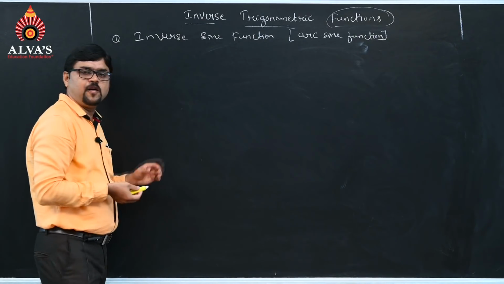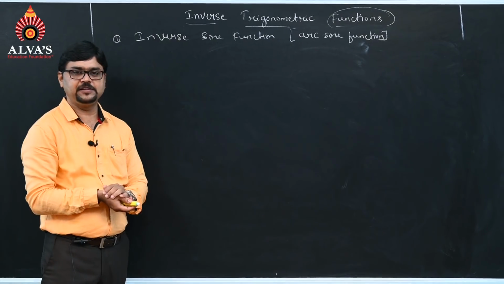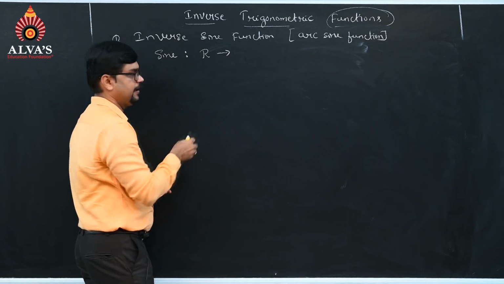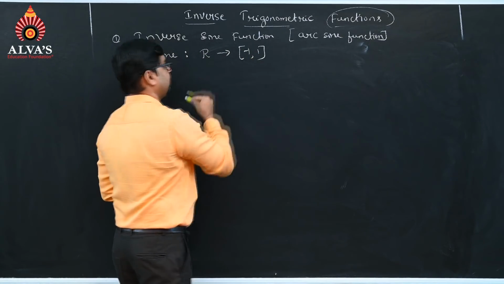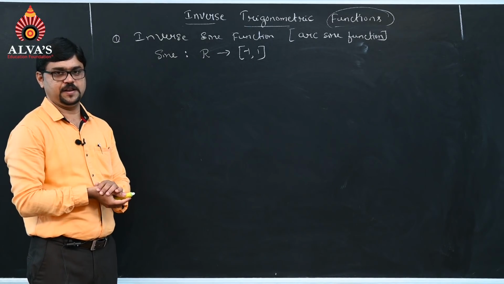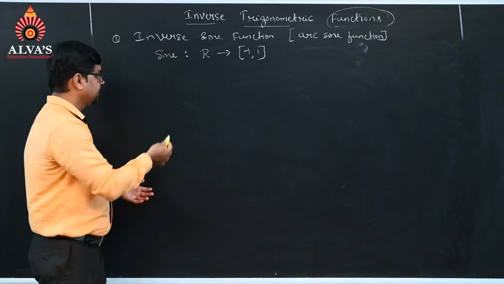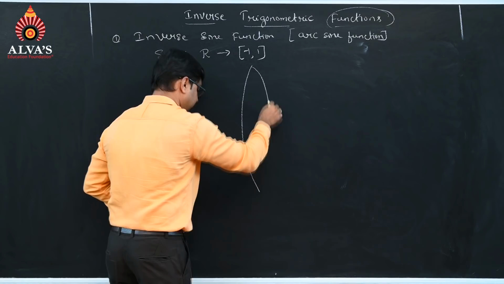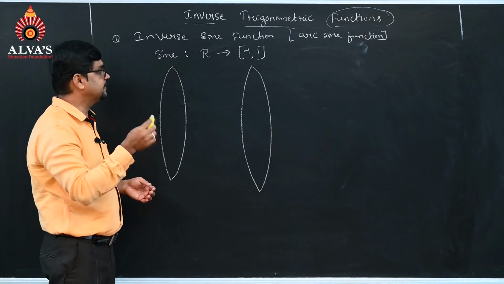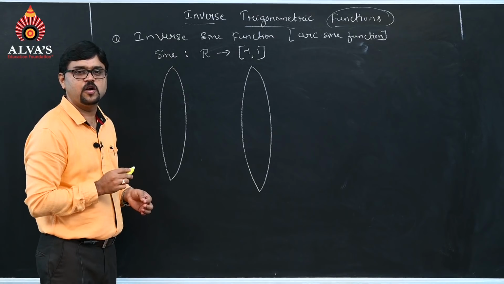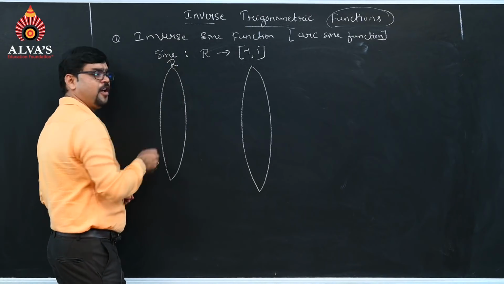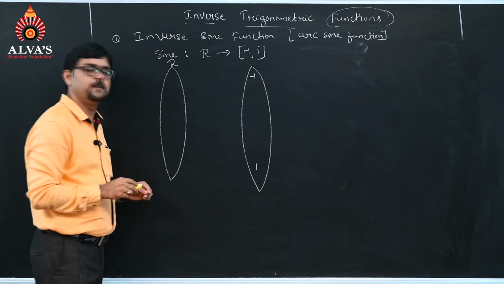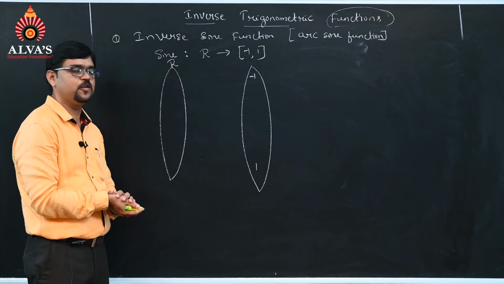Now I explained the domain and range of the sine function. So the sine function is defined from the set of all real numbers to the closed interval -1, +1. Suppose you take the arrow diagram to check one-one. Now I am going to check whether the sine function is one-one or not. So here the set of all real numbers you have to take, and here it is defined for -1 to +1.